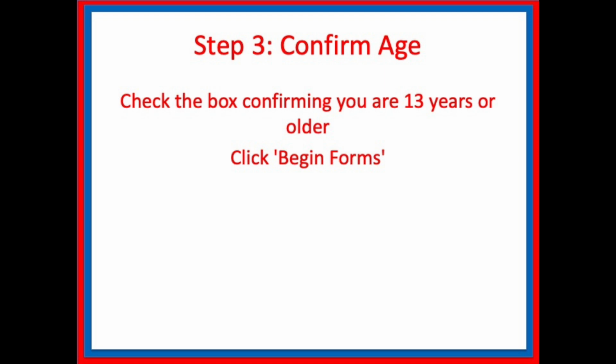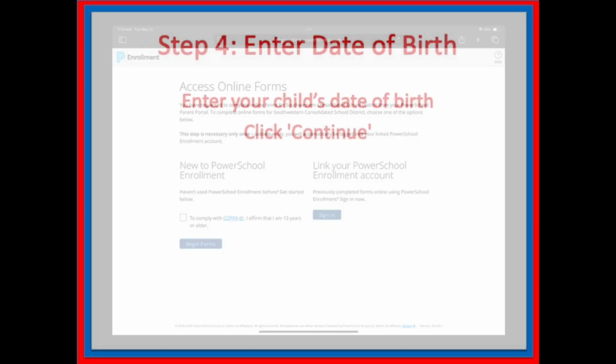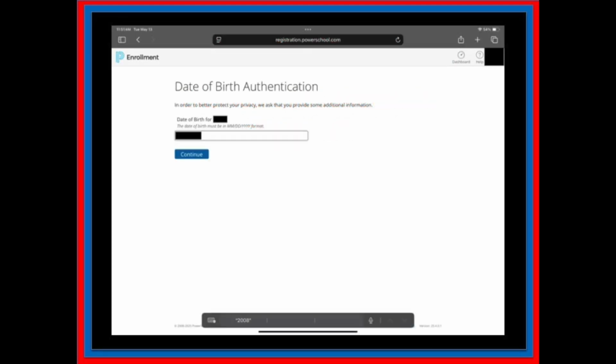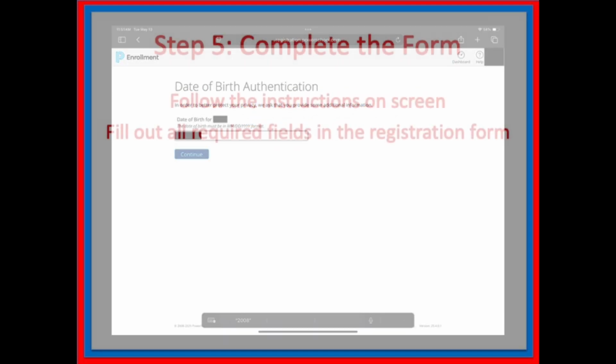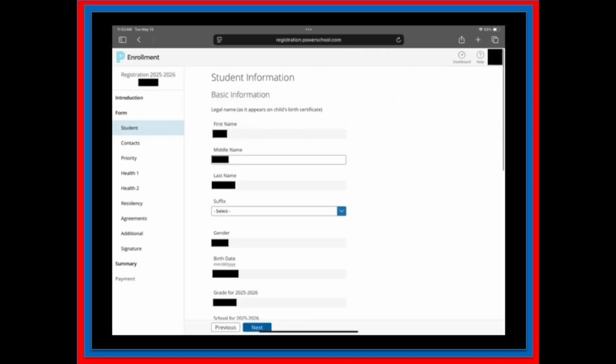Check the box confirming that you are at least 13 years old, and then click Begin Forms to begin the enrollment process. You'll be prompted to enter your child's date of birth. Once you've entered it, click Continue. Now simply follow the instructions provided and fill out each section of the registration form.